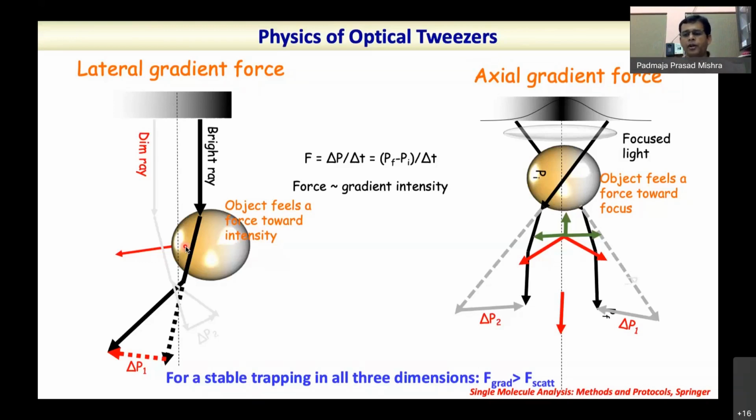You can move it in the XY or Z direction, or you can steer the laser beam and move the trap. The latter is a bit complicated. The first part, where you move the object using the piezoelectric stage or a regular stage, is comparatively much easier. But if you want to trap the object, the gradient force must be higher than the scattering force.